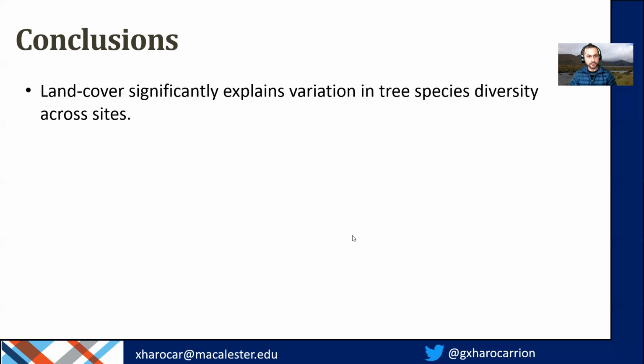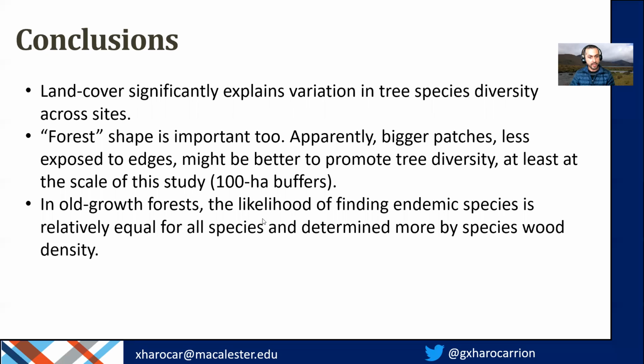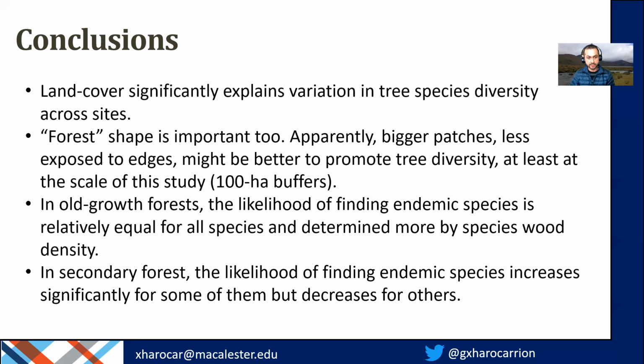The conclusions that I have so far: as expected, land cover significantly explains variation in tree species diversity across sites. Forest shape is important too. Apparently bigger patches, less exposed to edges, may be better to promote tree diversity. In old-growth forests, the likelihood of finding endemic species is relatively equal for all species and determined more by species wood density. In secondary forests, the likelihood of finding endemic species increases significantly for some, but decreases for others.